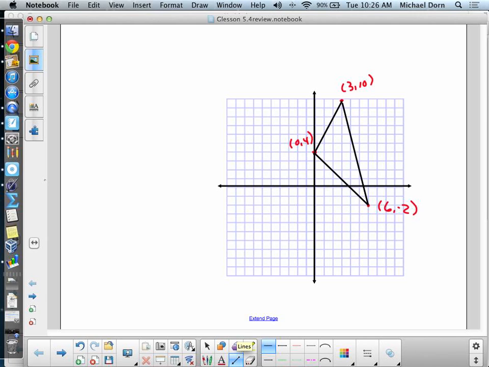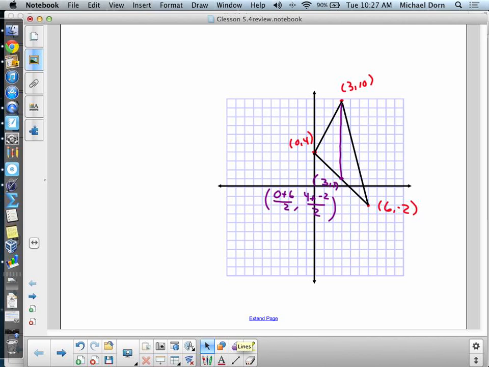Okay. Now to find the centroid, we're going to have to find the midpoints of sides and connect the midpoint with the opposite vertex. So to find the midpoint of this side, again, it'd be 0 plus 6 over 2, 4 plus negative 2 over 2. So that's 3, and 4 plus negative 2 is 1. 3, 1 is the midpoint. And we're going to have to connect. Fortunately for us, that comes right down there. It's vertical. Nice and easy.